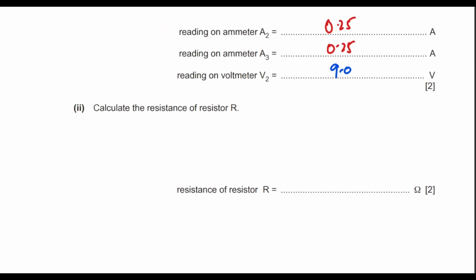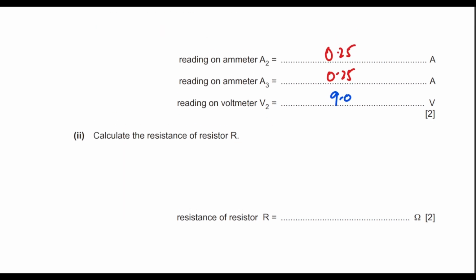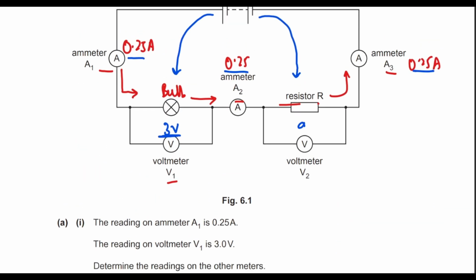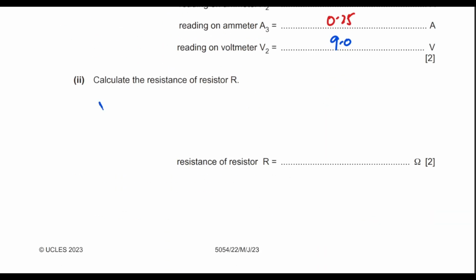He says calculate the resistance R of the resistor. Okay. So the resistor R is receiving 9 volts at a current of 0.25. So simply apply V equals IR. 9 volts received at a current of 0.25. The resistance R comes out as 36 ohms. So this will be 36.